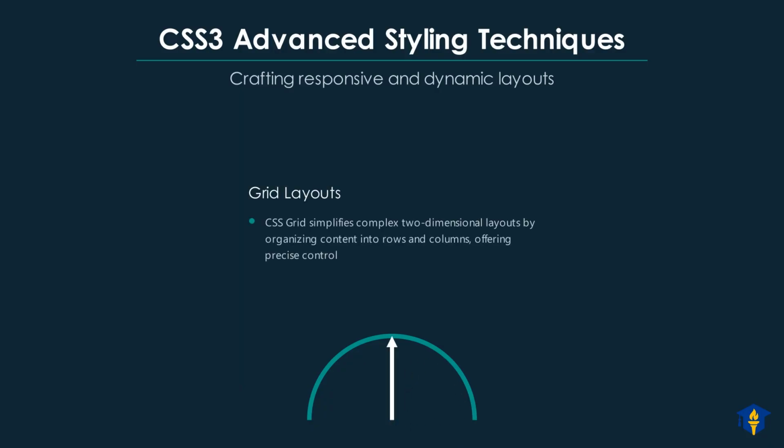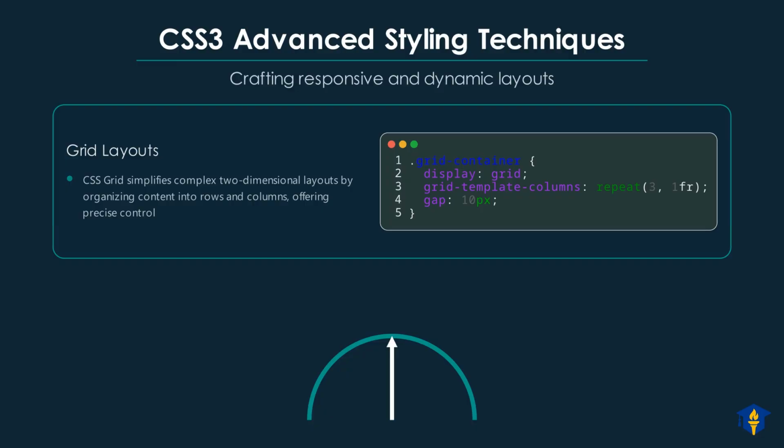Finally, CSS grid layouts offer robust control over two-dimensional page structures. CSS Grid simplifies complex two-dimensional layouts by organizing content into rows and columns with precise control. This example creates a grid container with 3 equal width columns and a 10-pixel gap between them.